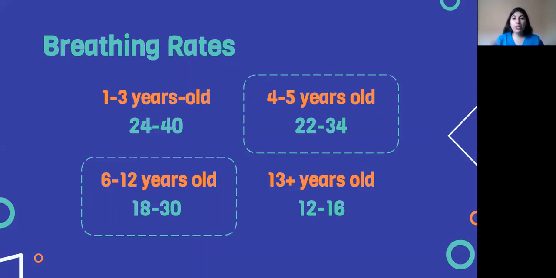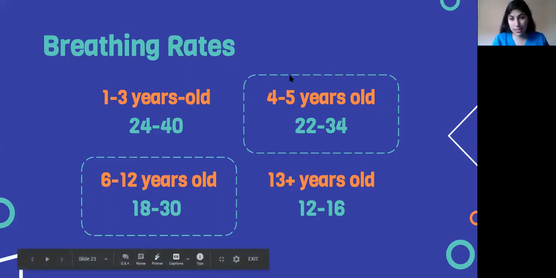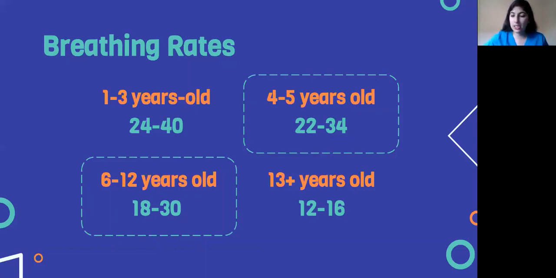For you guys who are in school, yours will mostly be the ones circled here in the dotted lines. So for you kindergartners, yours might be anywhere from 22 to 34. And for you older kids, yours should be 18 to 30.